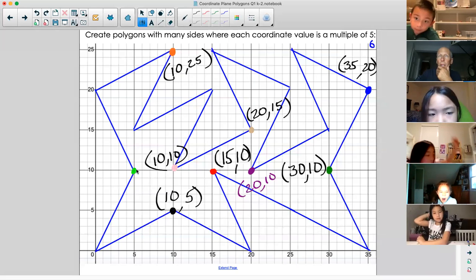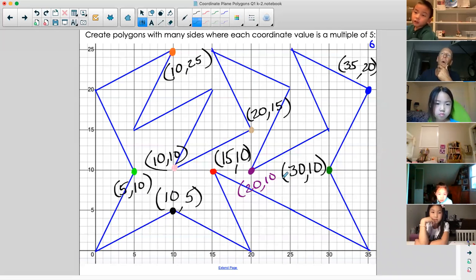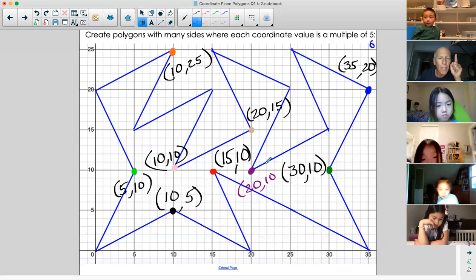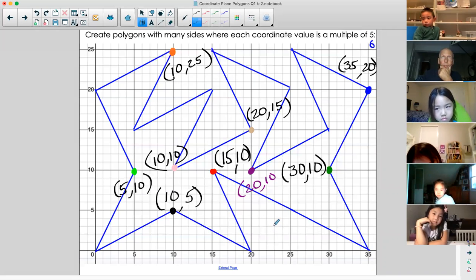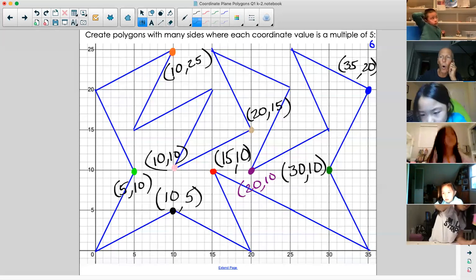Oh man. Who can tell me what all of these points have in common? Look at all of these points, and there's one thing that they have in common. And I chose this very specially for you. Do you guys see anything that is in common with all of those?